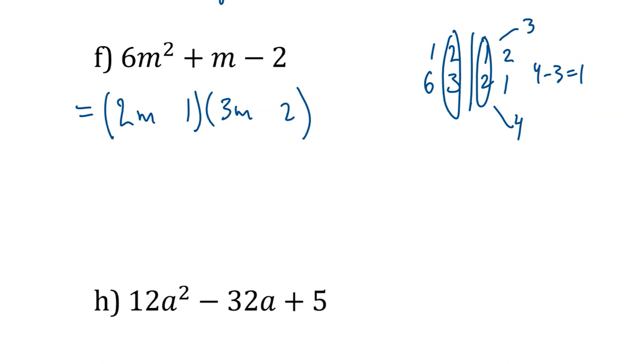Reading across, 2 and 1, 3 and 2. And I want the 4 to be positive. So it's 2 times 2 to give me the 4, minus the 3, so that 4 minus 3 is 1, as opposed to 3 minus 4, which is negative 1.